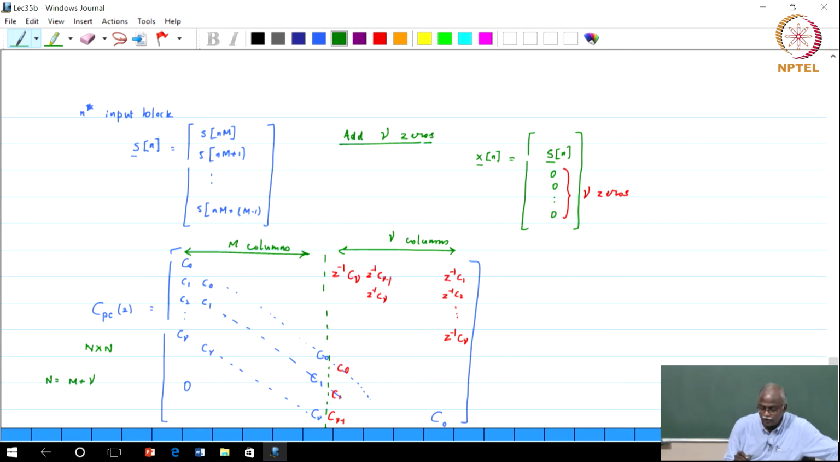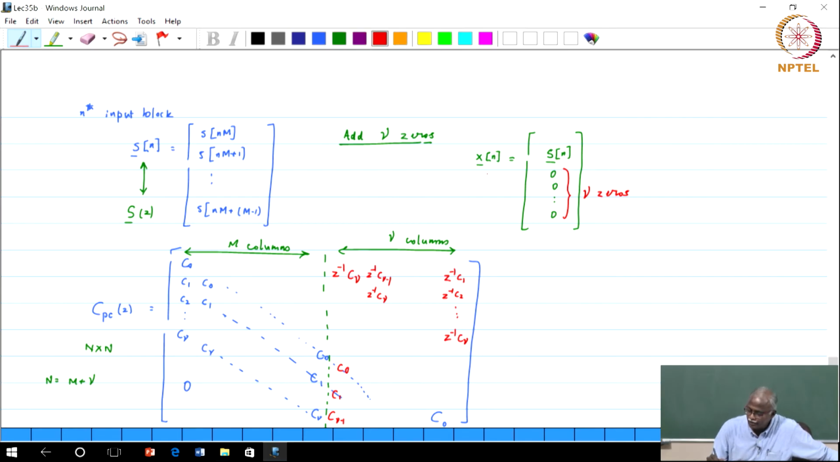Now, if I look at this sequence of blocks that are coming in, then I can talk about a block Z transform, which will be the block Z transform of this, S of Z. That means S of 0 plus S of 1 Z inverse, and so on. Basically, this is a block Z transform.